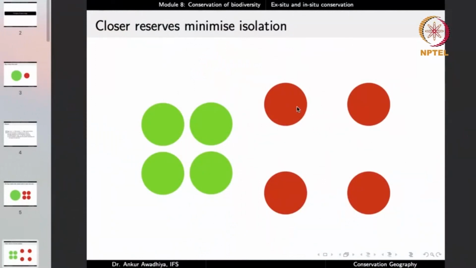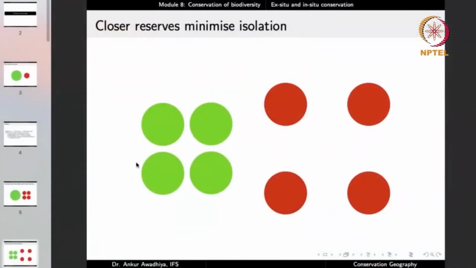But if these populations themselves are very far apart, in that case the animals will find it very difficult to move from one place to another, because there is a huge amount of human dominated landscape in between. And in such cases they will not behave as metapopulations, and so the small population dynamics will play a role here, here, here and here. And in that case all of these four populations will face a huge threat of extinction.